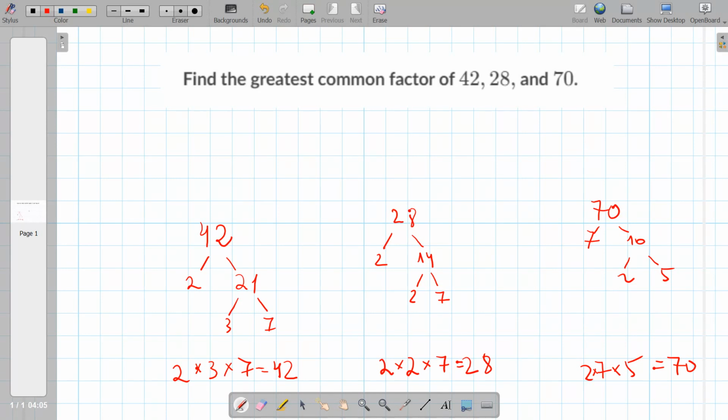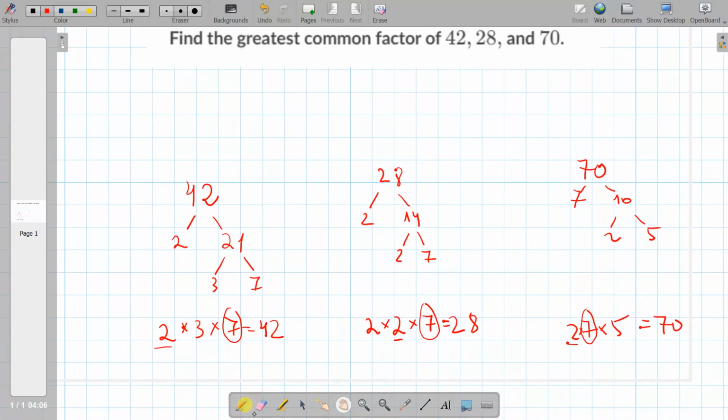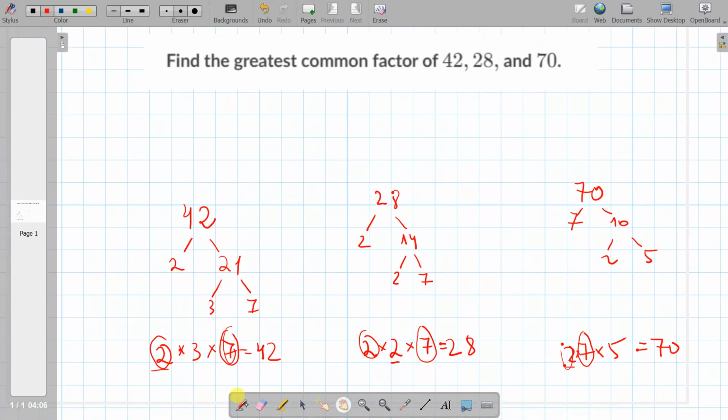So we have 7 in common. The 7 is present in the prime factors of all three numbers, but also the 2. So 2 times 7 is 14. So 2 times 7 is present in each of the sets of prime factors. So 14 is the greatest common factor of all three numbers.